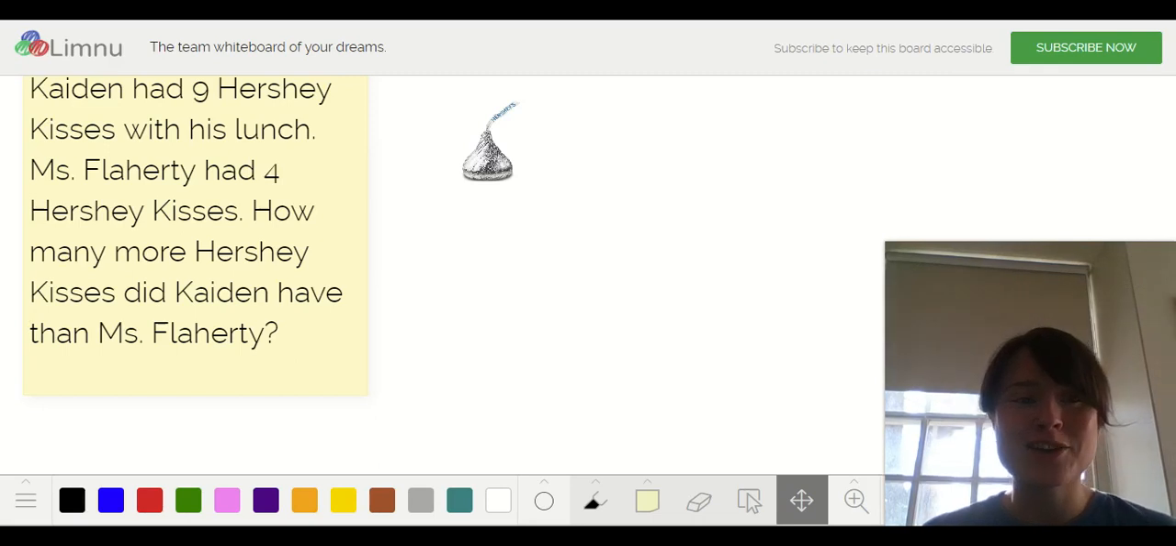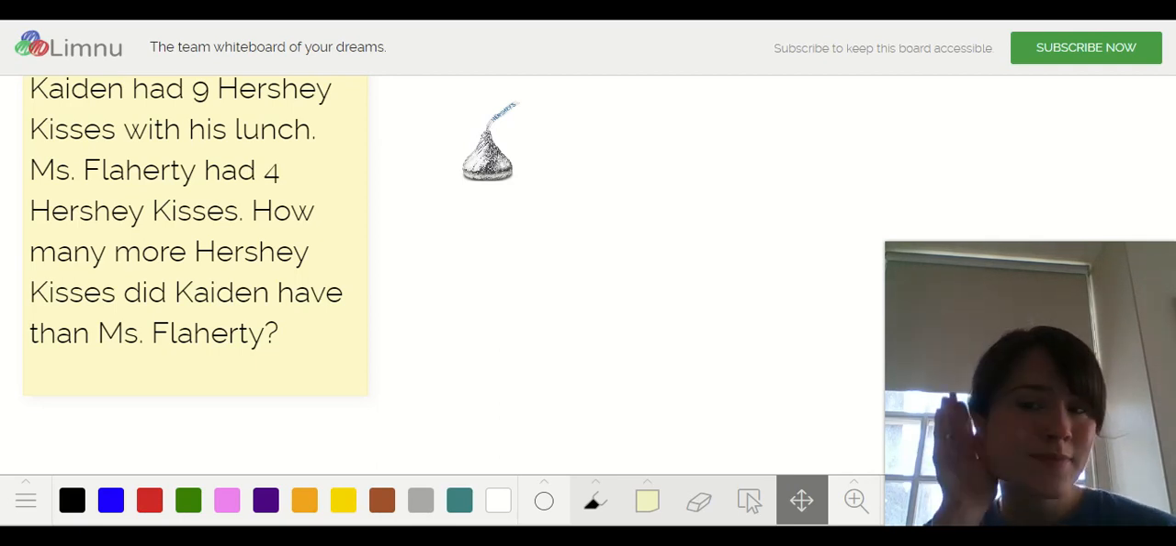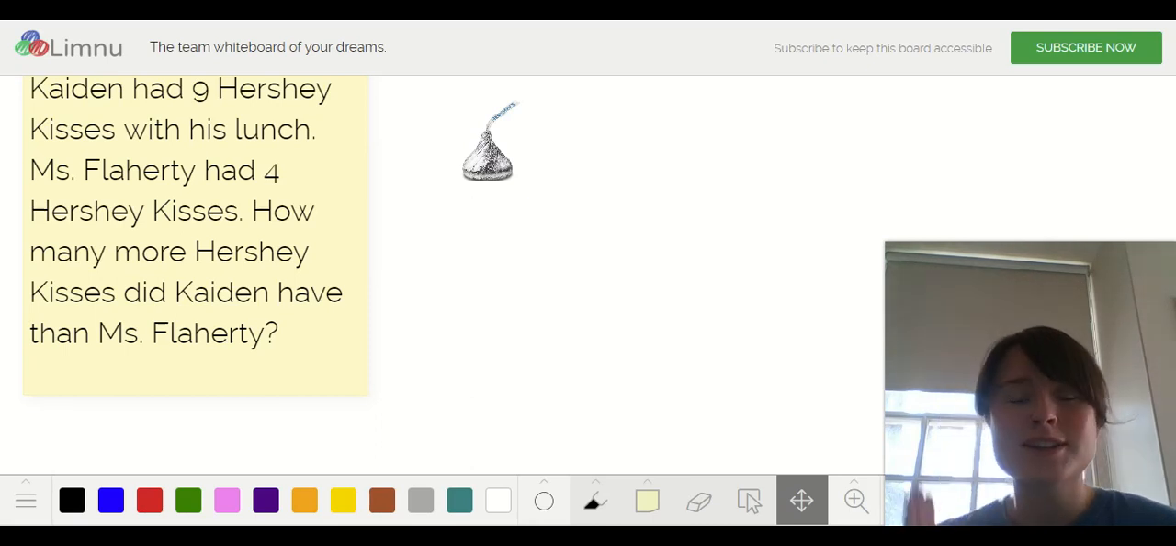Caden had 9 Hershey Kisses with his lunch. Miss Flaherty had 4 Hershey Kisses. How many more Hershey Kisses did Caden have than Miss Flaherty? I want you to take a second and put this story in your own words. Ooh, I heard some of you say things like, Caden has more Hershey Kisses than Miss Flaherty, and we want to figure out how many more he has.